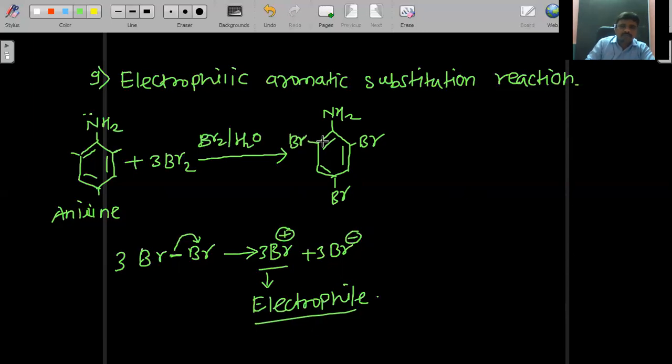Okay, now three hydrogen atoms are removed, and those three hydrogens and these three bromines give 3 HBr as the minor product.